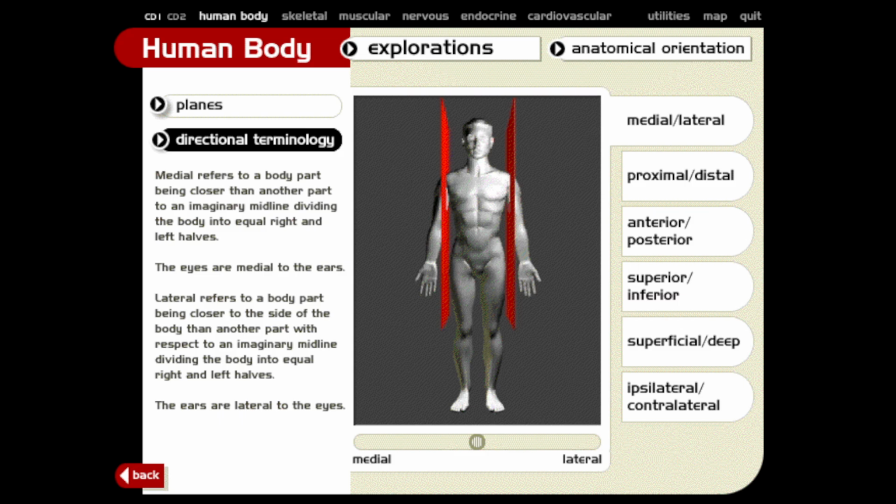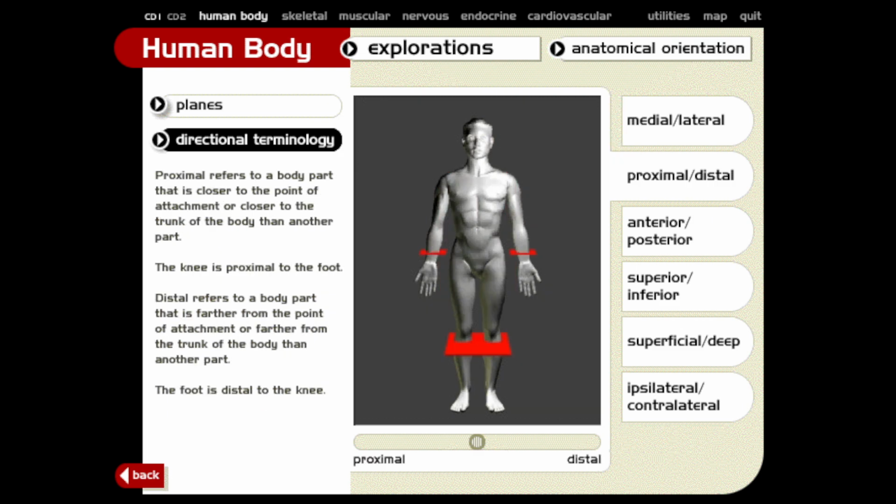Medial refers to a body part being closer than another part to an imaginary midline dividing the body into equal right and left halves. The eyes are medial to the ears. Lateral refers to a body part being closer to the side of the body than another part with respect to an imaginary midline dividing the body into equal right and left halves. The ears are lateral to the eyes.